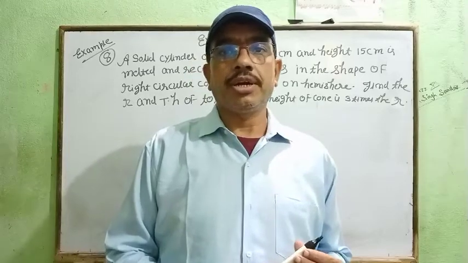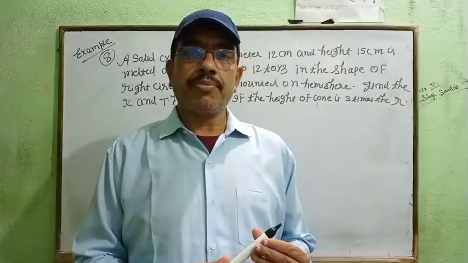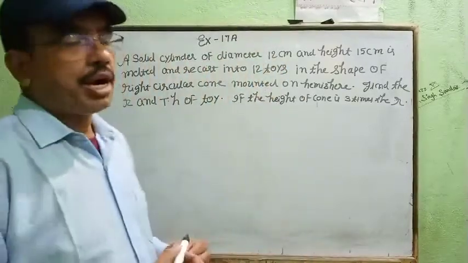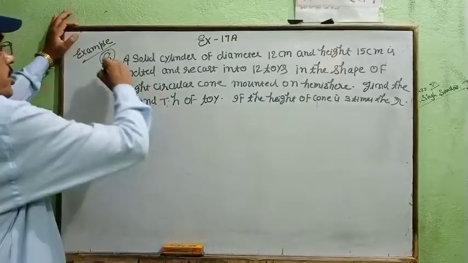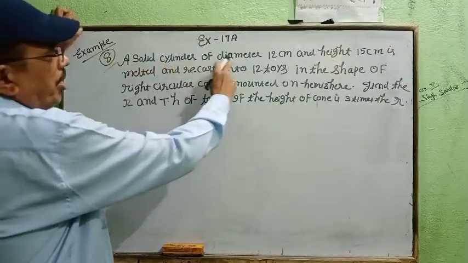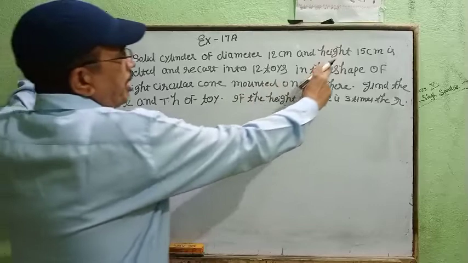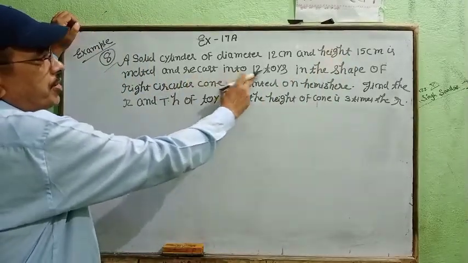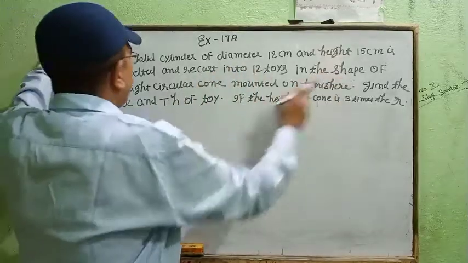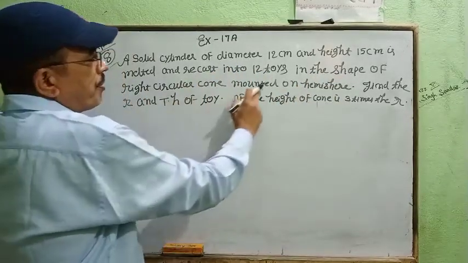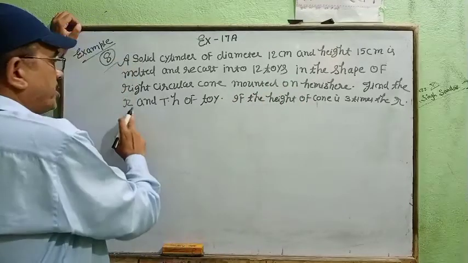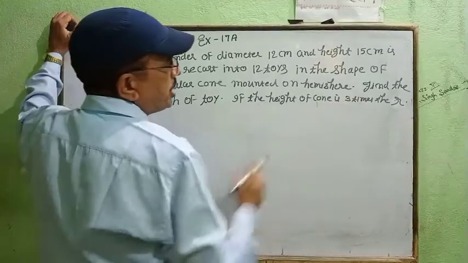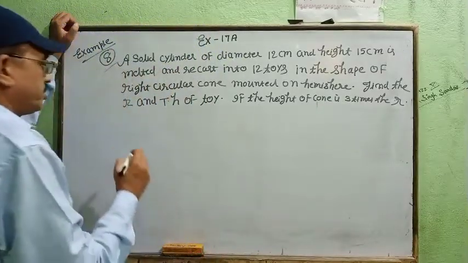Today I will discuss the remaining parts of the examples of the volume and surface area, exercise 17. Now see here, I write one question on the board: a solid cylinder of diameter 12 cm and height 15 cm is melted and recast into 12 toys in the shape of a right circular cone mounted on a hemisphere. Find the radius and the total height of the toy if the height of the cone is 3 times the radius of the cone.